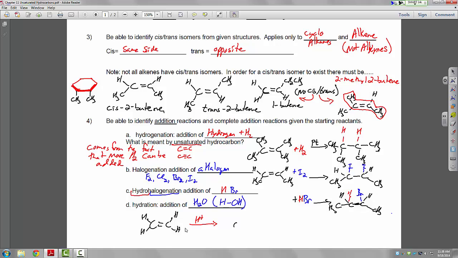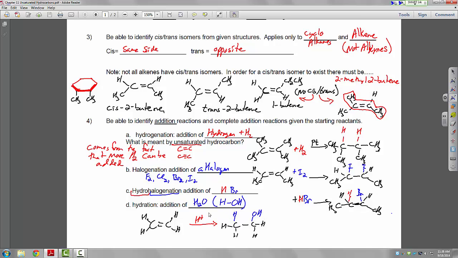Let's draw that. The double bond disappears. We get a single bond, and a hydrogen is added to one carbon and an OH to the other. Again, Markovnikov's rule would apply here. So if you're reading the book, they might tell you the hydrogen's got to go to this carbon or that carbon. Don't worry about it. I'm not going to hold you to that.